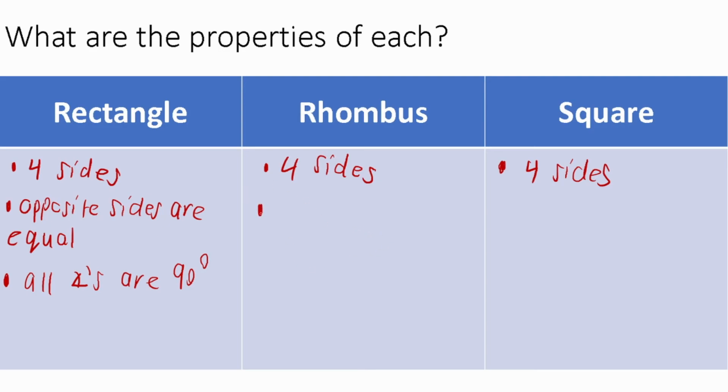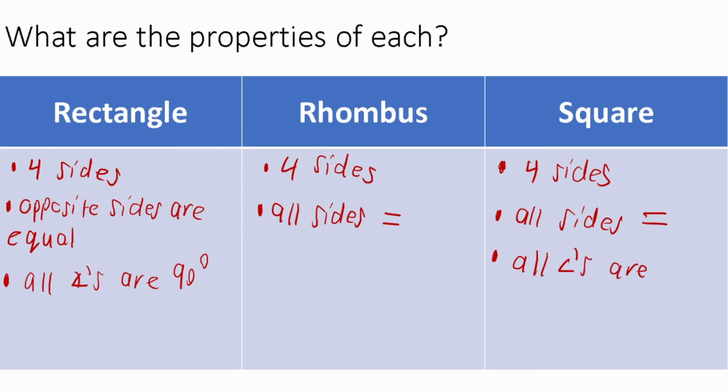A rhombus is going to have all sides are equal. And last but not least, this is going to combine the two. All sides are equal and all angles are 90 degrees. There we go. We got our square. They're like the baby of the rectangle and the rhombus.